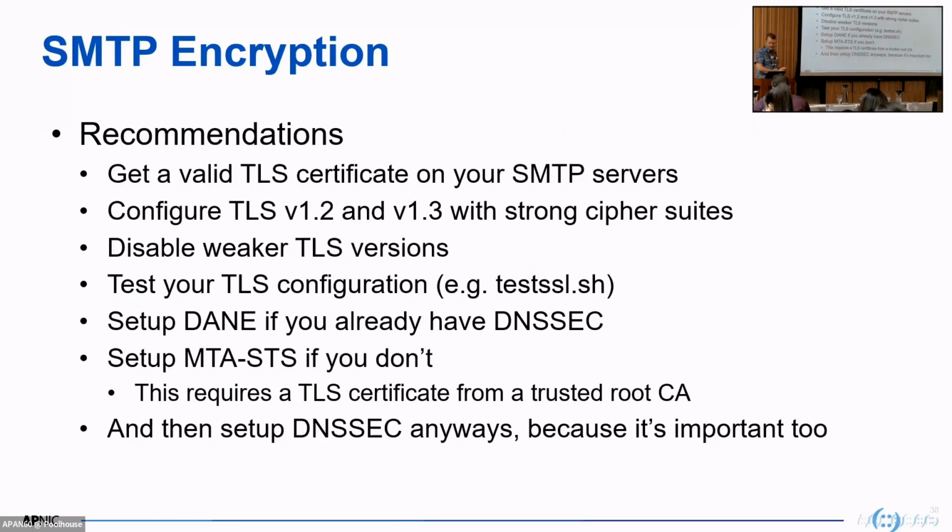So the list of recommendations that we have here, going through: first off, get a valid TLS certificate for your email server. Make sure that your email server is configured for newer cryptography, TLS 1.2 and 1.3. Nobody really should be using anything less than that, which is why we say disable weaker versions. TLS 1.0, old, insecure, shouldn't be used. TLS 1.1, old, insecure, shouldn't be used. 1.2 and 1.3 are the current minimums.